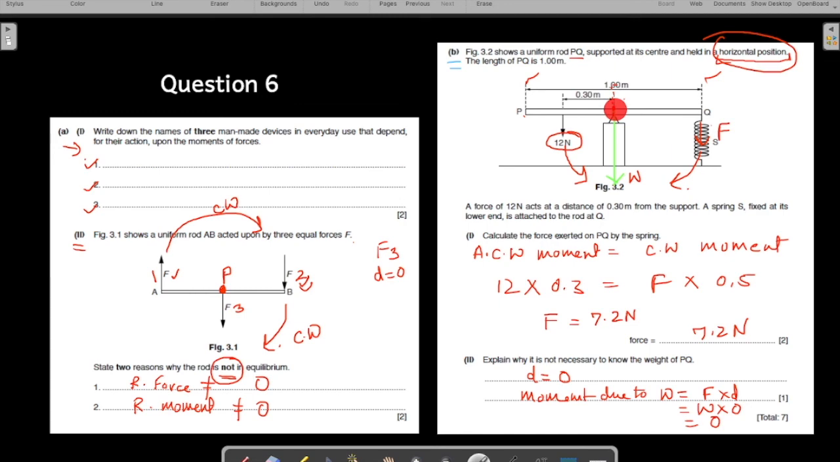This is a very important tiny bit of concept that you should always remember. If a force is passing through the pivot, its moment can be ignored in your calculation. Why? Because its moment becomes 0. It is right on the pivot, its distance from the pivot is 0. It is not creating any moment. Moment is 0. You can ignore it, right? So therefore it is not necessary to know the weight of PQ, because the weight of PQ is not creating any moment.